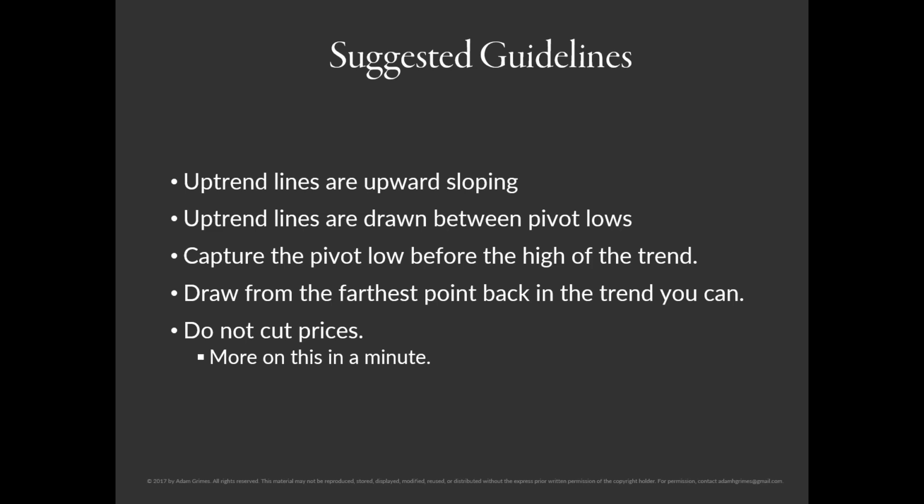I would suggest that these are guidelines that have served me very, very well over the years for trend lines. You might consider them too. Uptrend lines are upward sloping. That's kind of obvious, right? Uptrend lines are best drawn between pivot points. This will eliminate the lines that are drawn through the middle of price action.